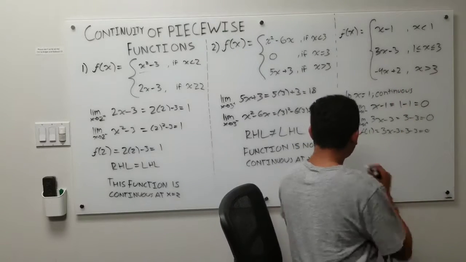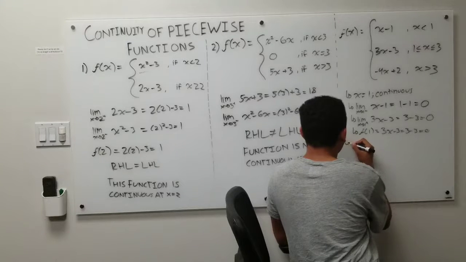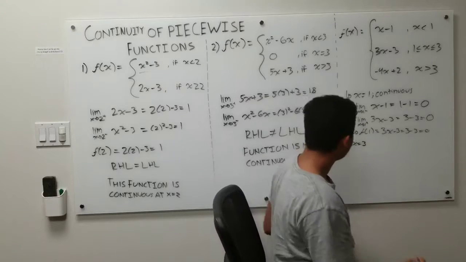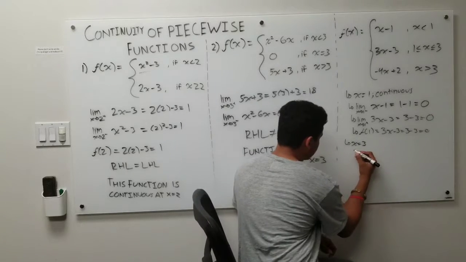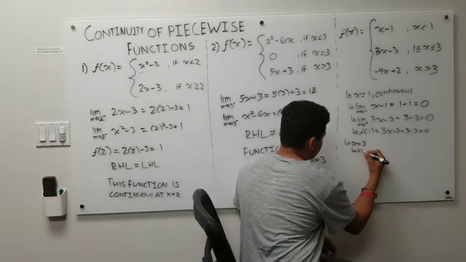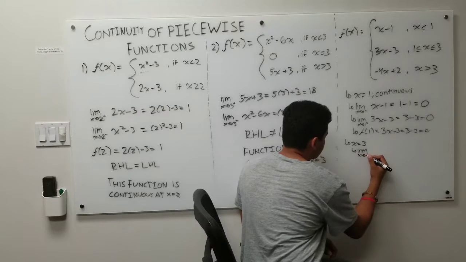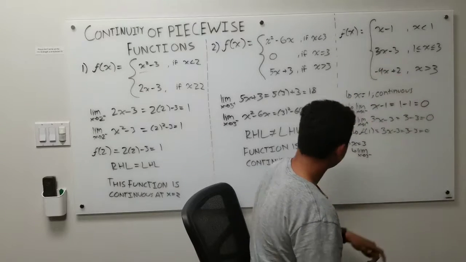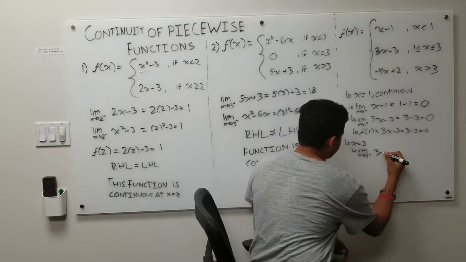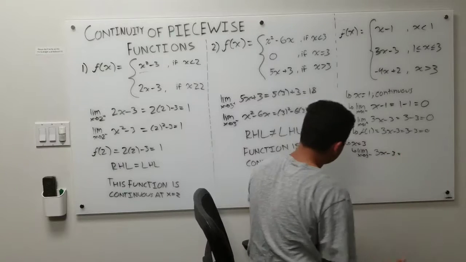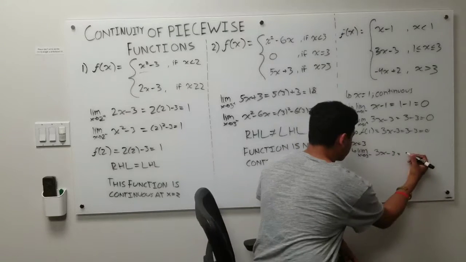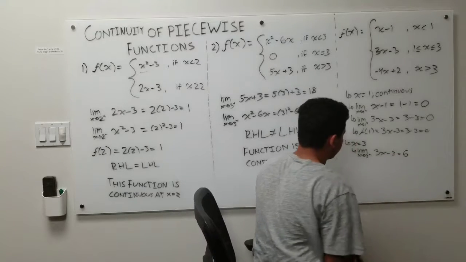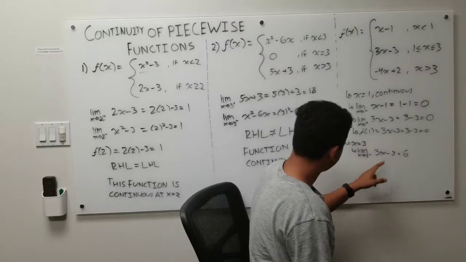Now we're going to have to do the exact same thing, except for x is equal to 3. So we're going to find the limit as x approaches 3 from the left side. From the left side is this function again, 3x minus 3. You're going to plug in the value of 3. 3 times 3 is 9, 9 minus 3 is 6. So you're going to get an output value of 6.